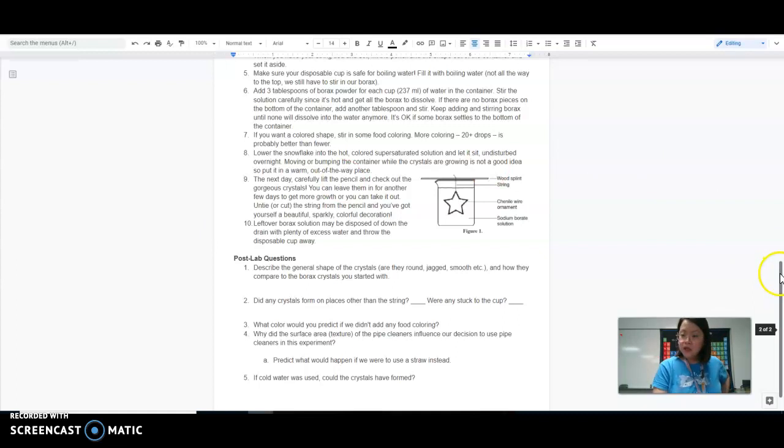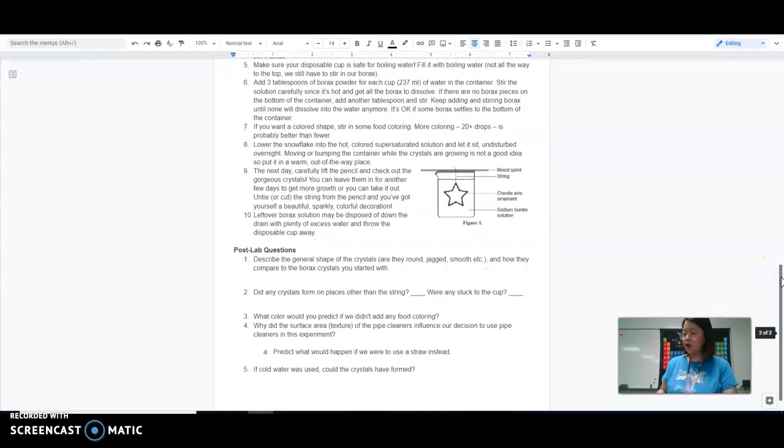So, just to give us a visual of what can happen, I made a triangular prism using the pipe cleaners. It didn't really keep the straight edge that I wanted it to, but the crystals have grown quite a bit on this structure. So that's what the borax crystals look like after they settled on the pipe cleaners.